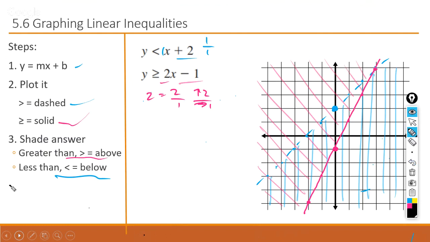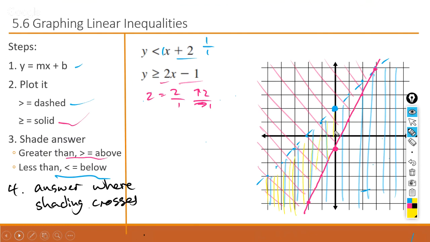And now the 4th step, answer where shading crosses. So it's going to be in the middle. It's where the red and the blue lines cross. So here. So these are where the points are that will make both of them true. If you go outside, that will only make one of the equations true, not both of them. So again, graph is the answer because the points are included in the shaded area.